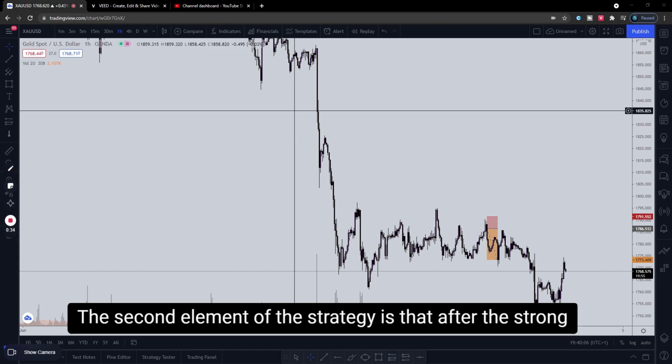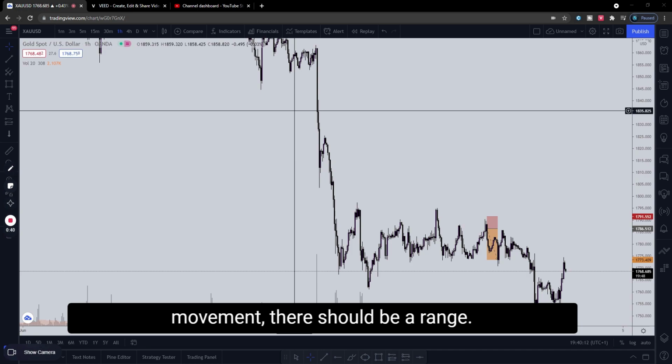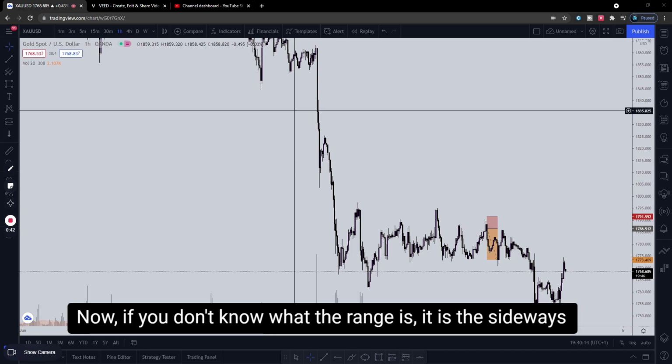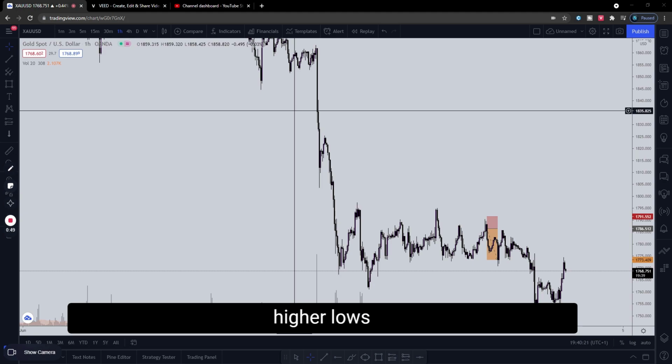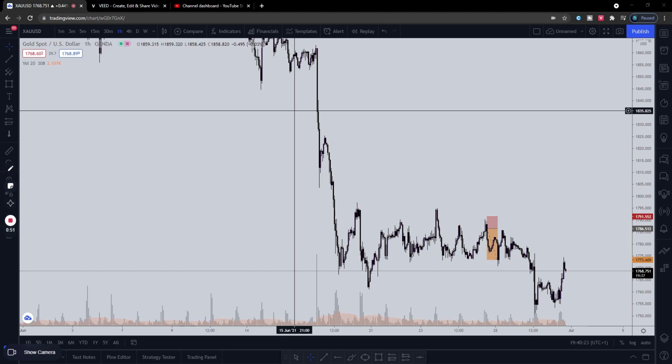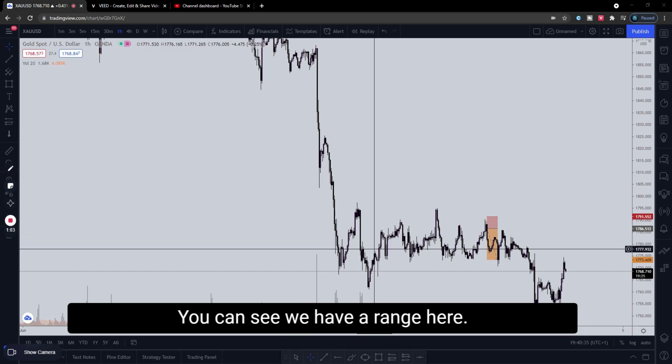Moving on, the second element of the strategy is that after the strong movement, there should be a range. Now, if you don't know what the range is, it is the sideways movement in the market where there is no higher highs and higher lows or lower lows and lower highs. You can see we have a range here.